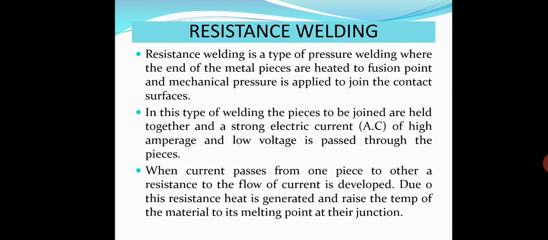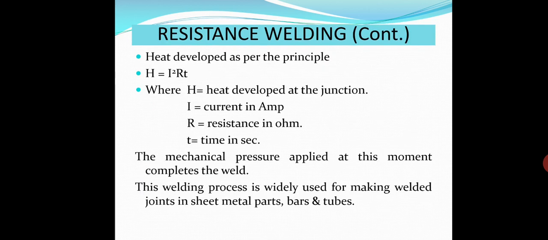So in this type of welding, the pieces to be joined are held together and a strong electric current, AC current of high amperage and low voltage, is passed through the pieces. When current passes from one piece to the other, a resistance to the flow of current is developed. Due to this resistance, heat is generated and raises the temperature of the material to its melting point at their junction.